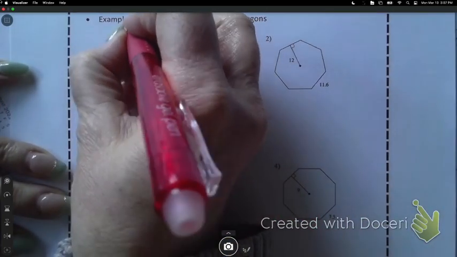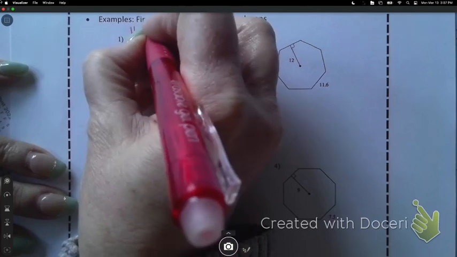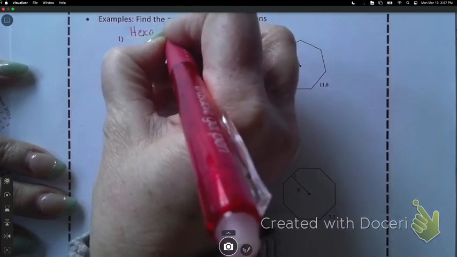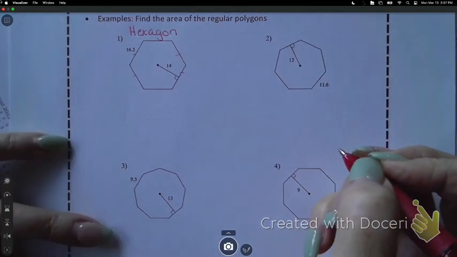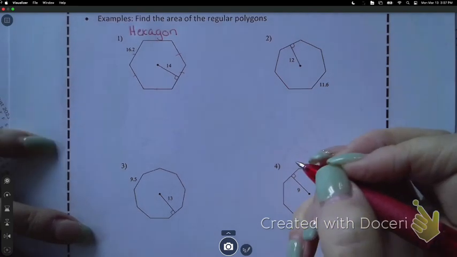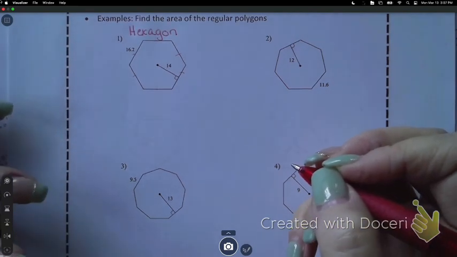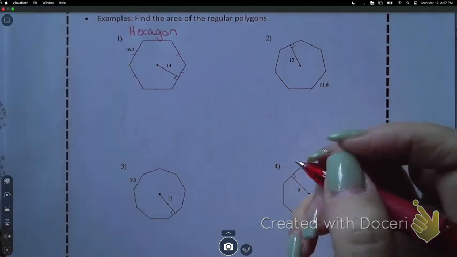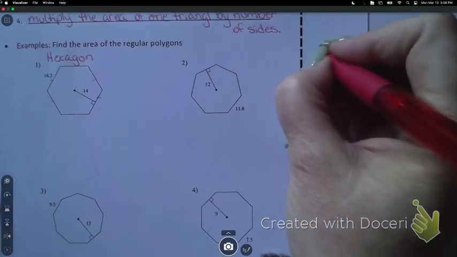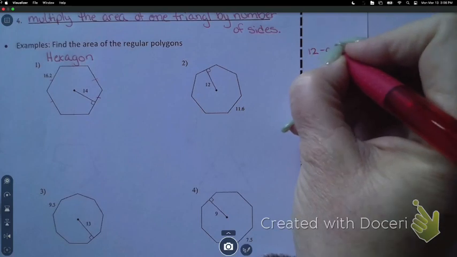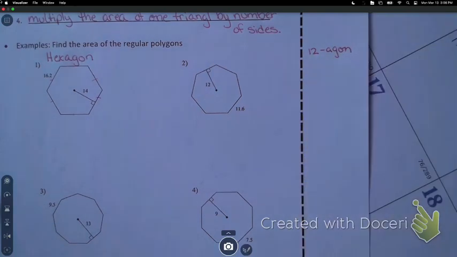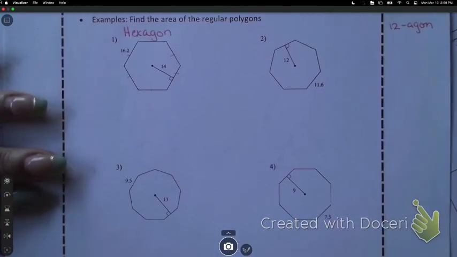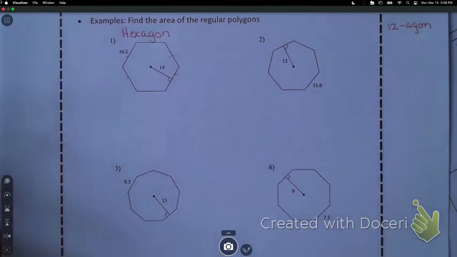Okay, so you're going to have to identify these shapes. Anything up to 10 we have names for. After that, you just put the number. Like if it's 12-sided, you would just put 12-agon. Okay, but anything up to 10, decagon is 10, yep.